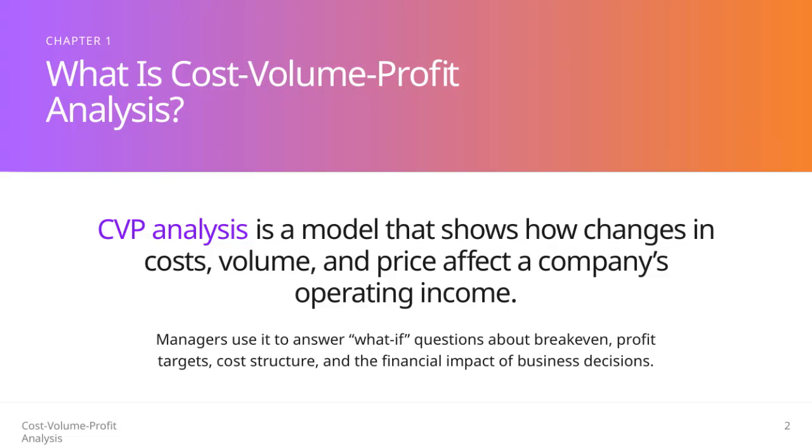Chapter 1 introduces us to cost volume profit analysis, or CVP analysis for short. Essentially, CVP analysis is a financial model that helps us understand how changes in costs, sales volume, and prices can impact a company's operating income. It's a valuable tool for managers because it allows them to explore different what-if scenarios, such as determining the break-even point, setting profit targets, evaluating cost structures, and assessing the financial consequences of various business decisions. In other words, CVP analysis provides a clear framework for making informed decisions that can influence a company's profitability.